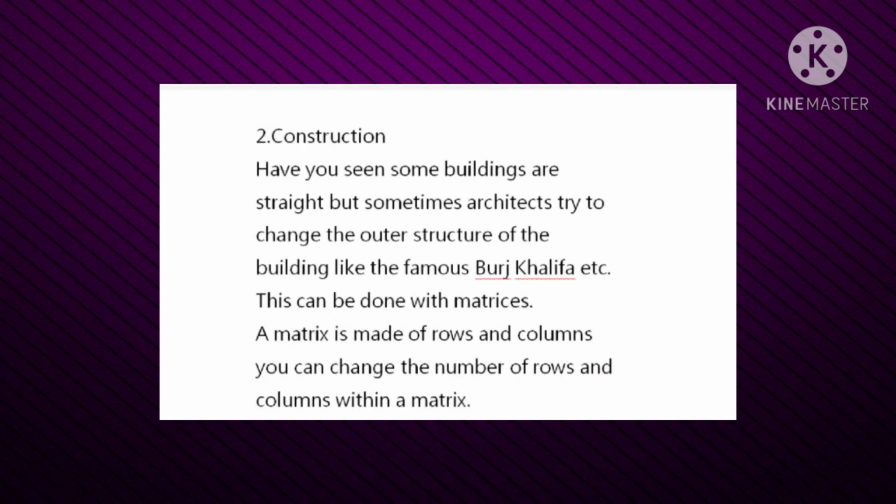Number two is construction. Have you seen that some buildings are straight, but sometimes architects try to change the outer structure of the building, like the famous Burj Khalifa? This can be done with matrices. A matrix is made of rows and columns. You can change the number of rows and columns within a matrix.